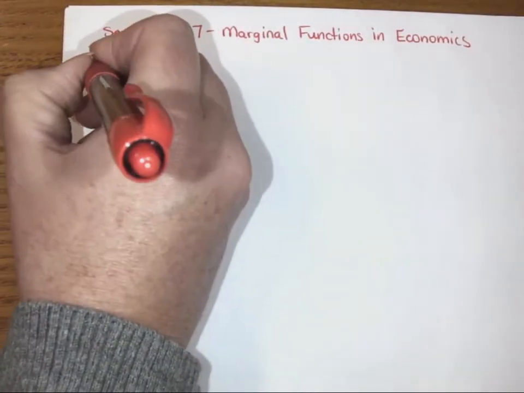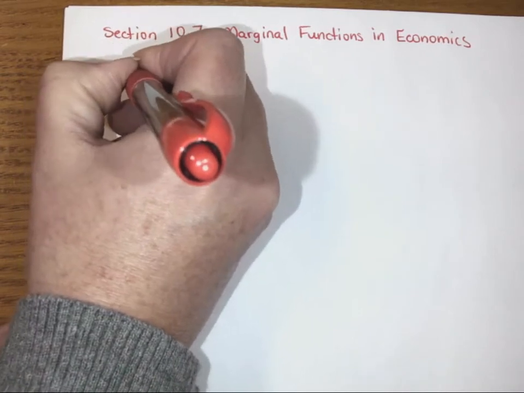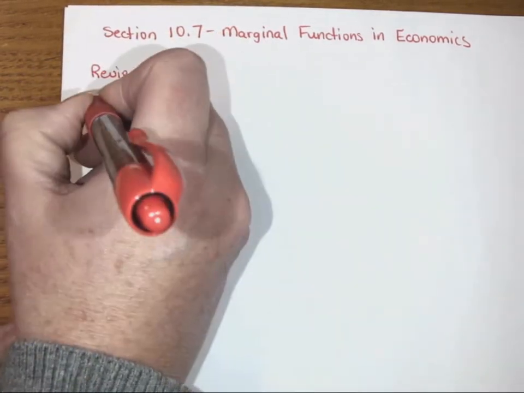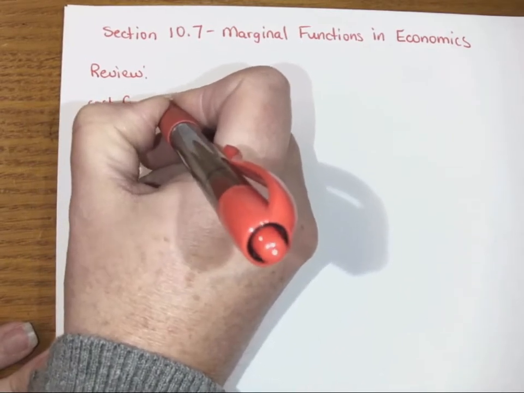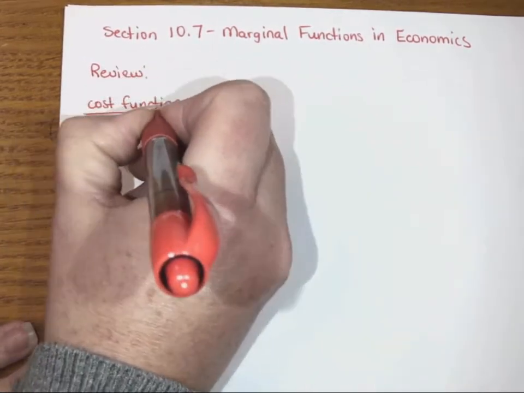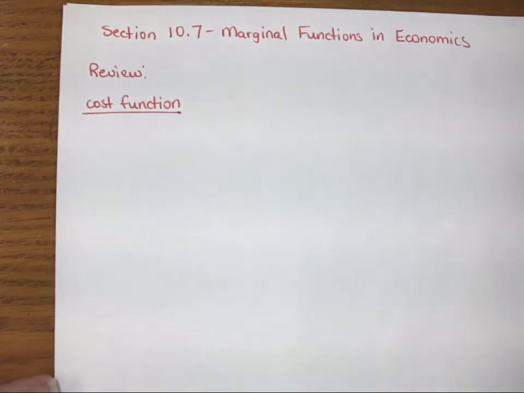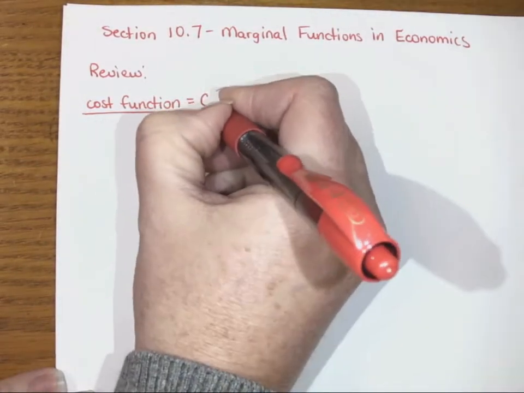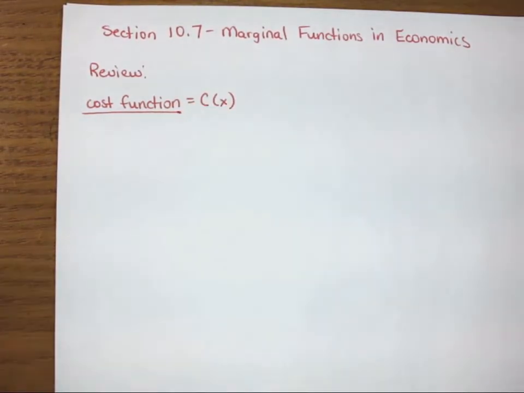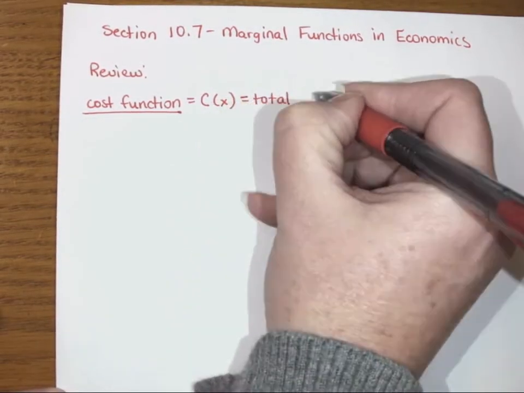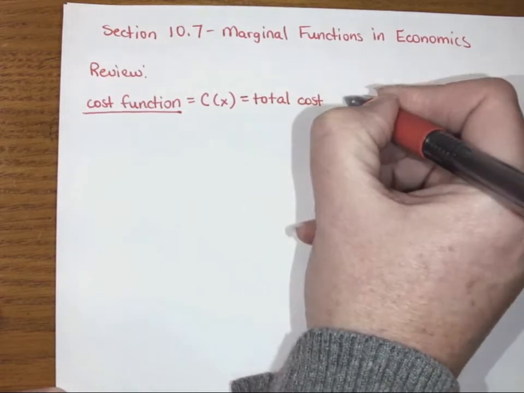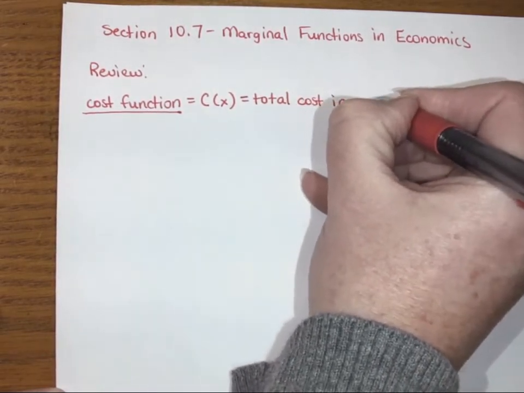So in Business Math 1 or the class you take before this one, you probably should have talked about some various economic formulas. Okay, the first one is the cost function, otherwise known as the total cost function. We usually use C of X to represent that total cost, but it is simply the total cost in producing X units.